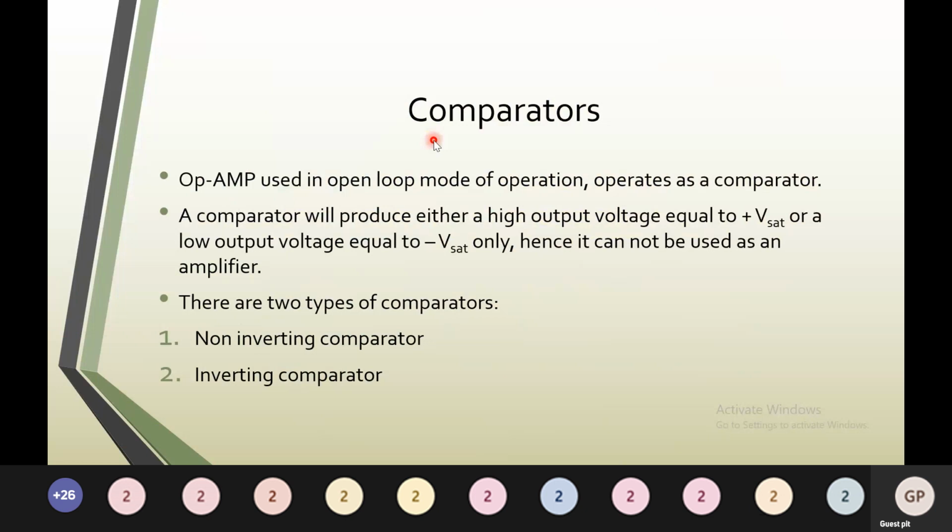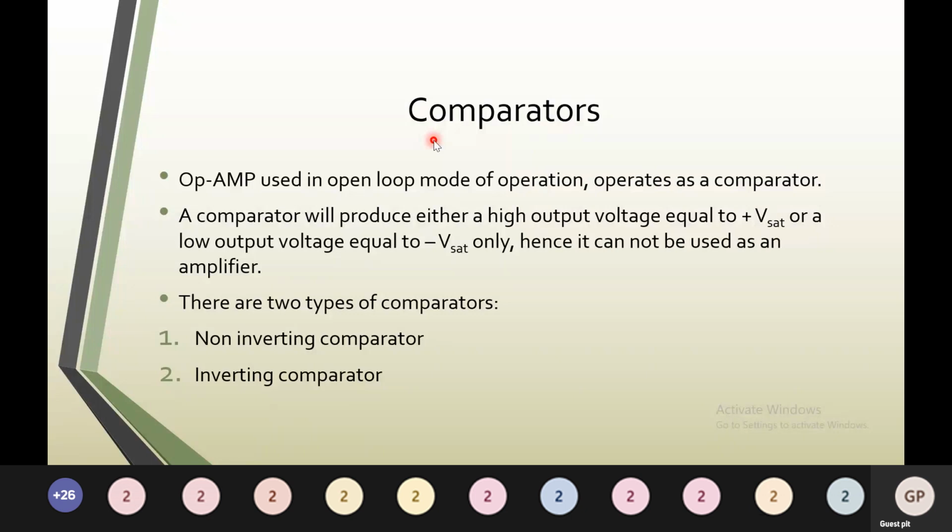We have very few applications in open loop configuration. One of the very important applications is the comparator. So what is a comparator? As the name indicates, comparator means we need to compare something. An op-amp which is used to compare an unknown voltage with a known reference voltage is called a comparator. Whenever you want to compare, you need a reference voltage. So here also we compare the unknown voltage with a known reference voltage, and based on the difference between these two, the difference can be either positive or negative.